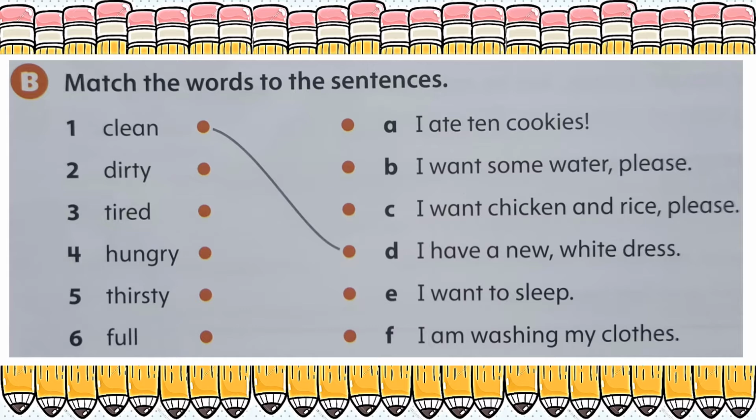Letter B. Match the words to the sentences. For example, number 1, the word clean. I have a new white dress. So the word clean here is used in I have a new white dress. Now how about for number 2, dirty? What's your answer? What letter? Very good. I am washing my clothes.